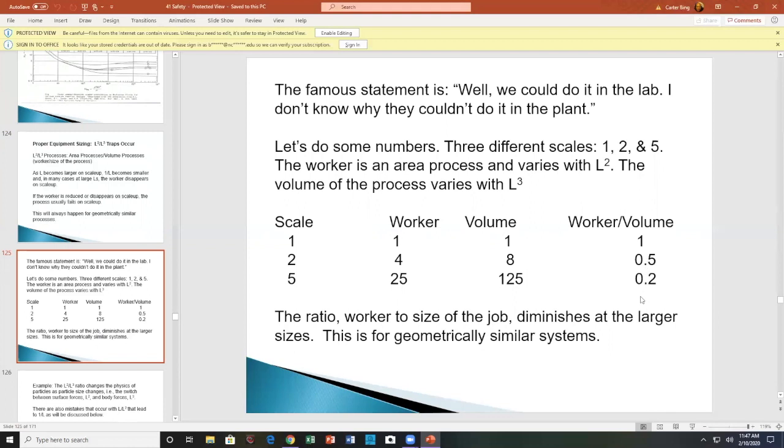The capability of the worker, relative to the size of the job, is diminished significantly if the systems are geometrically similar. This is particularly important: geometrically similar systems will lead an L squared process to become diminished in comparison to volume. This is everywhere in engineering. Very important to recognize that.